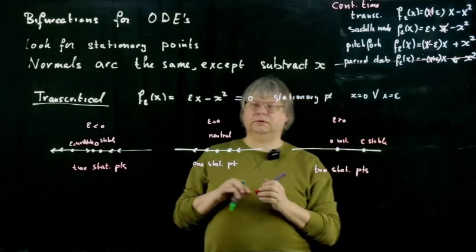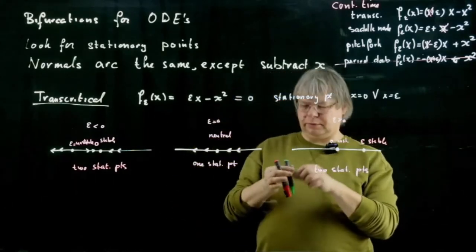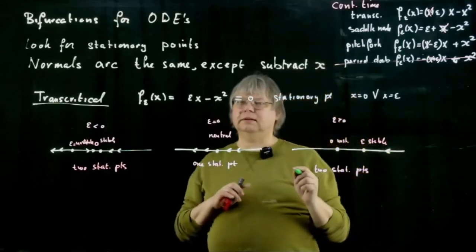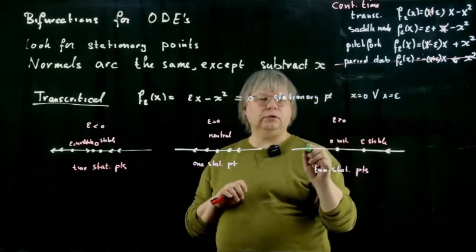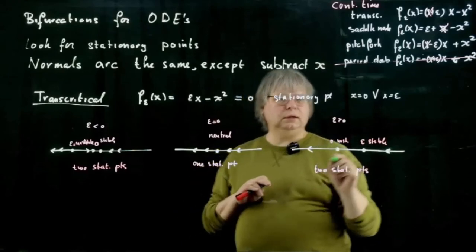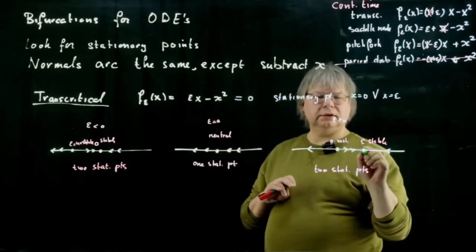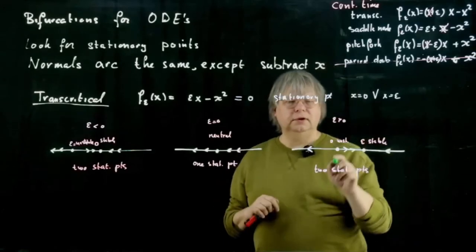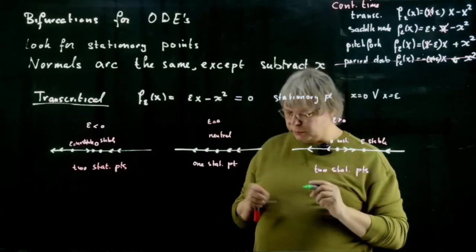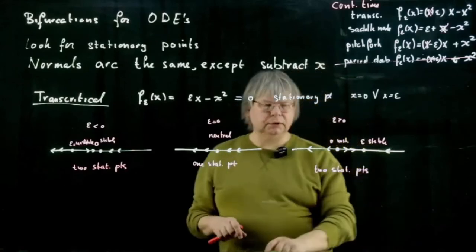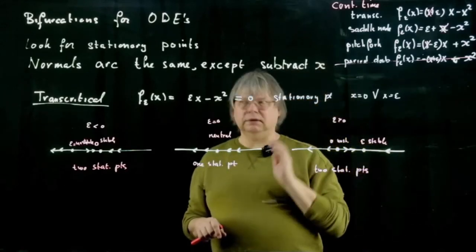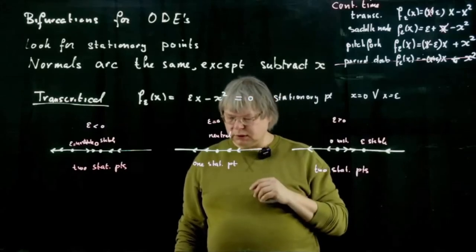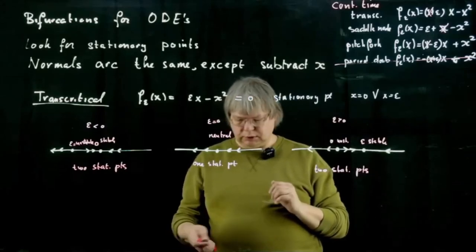Because what happens if x is very large, then f of x is negative, so you walk to the left. If x is very negative, we also walk to the left. And in between, we walk to the right. So this one becomes stable. You move towards it. And this one is unstable because you move away from it. And yeah, this is the transcritical bifurcation for this particular ODE.